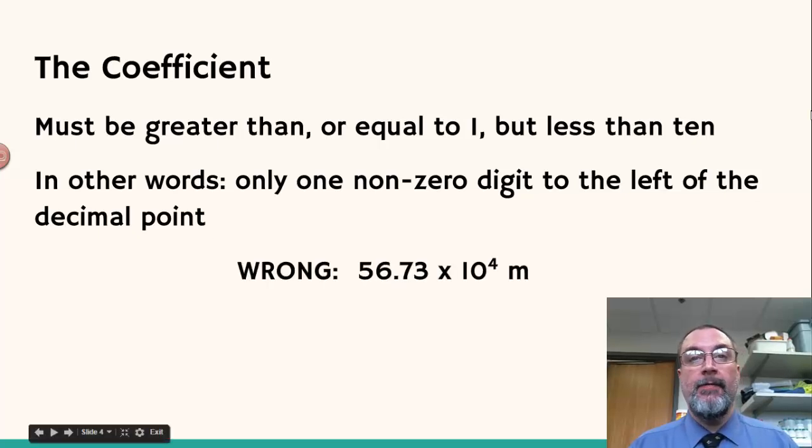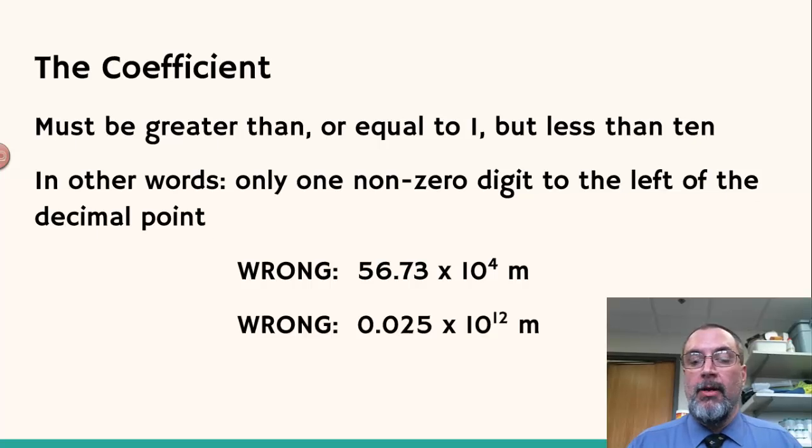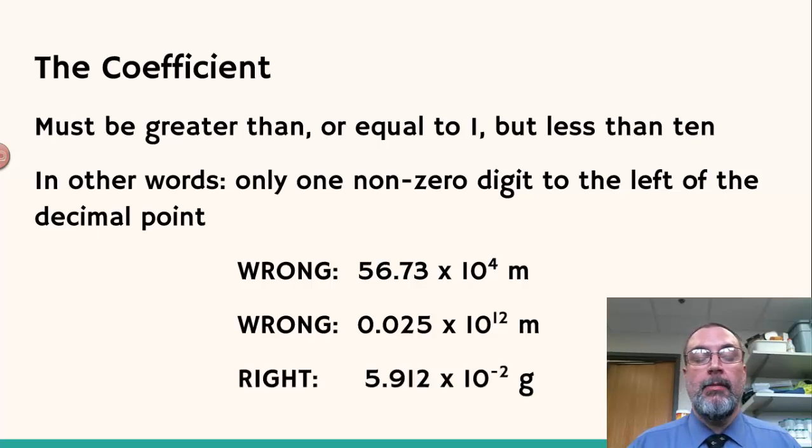So 56.73 times 10 to the fourth, that's not correctly written in scientific notation, because 56 is bigger than 10. Same thing over here. 0.025 times 10 to the 12th is not correct scientific notation, because that coefficient, the 0.025, is less than 1. So 5.912 times 10 to the minus 2 grams, that's correct. The 5.912 is greater than or equal to 1 and less than 10. Only one digit to the left.